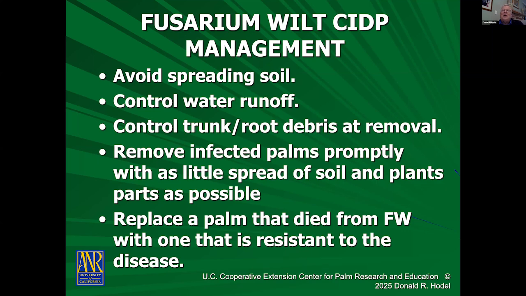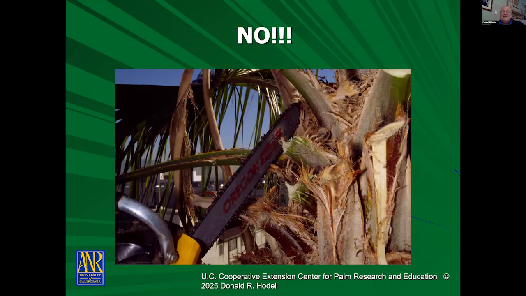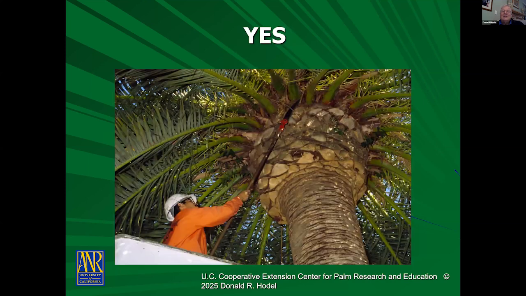And don't replant a palm that died from Fusarium wilt with a new palm, because the fungus can linger in the soil for at least 25 years and then reinfect a newly planted palm. So no chainsaws. Yes, these hand saws are more laborious and tedious, but they're easier to clean. And we say no chainsaws because you can't clean them thoroughly, at least yet. We haven't developed a mechanism for doing that.